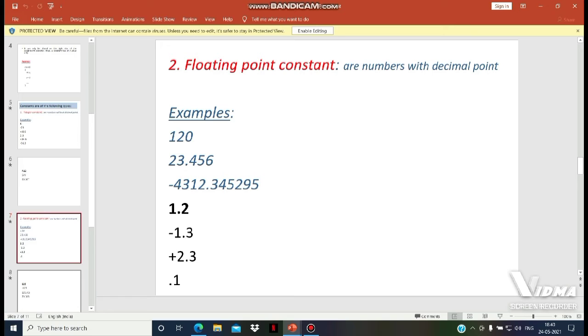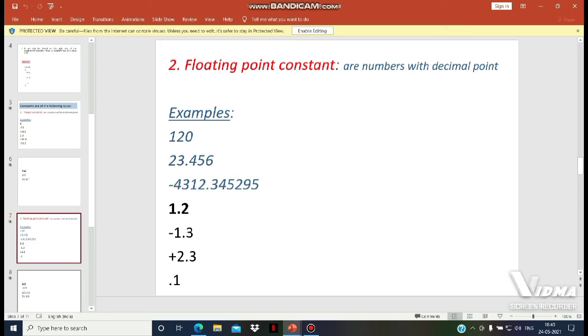23.456 is a floating point constant because it has a decimal point. Minus 4312.345295 is also a floating point constant because it has a decimal point. It can be preceded by a plus or minus, so it is a floating point constant. 1 point is also a floating point constant because it has a decimal point.